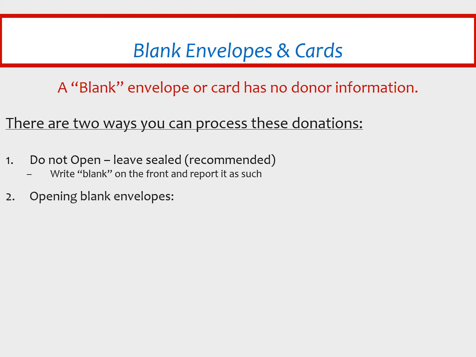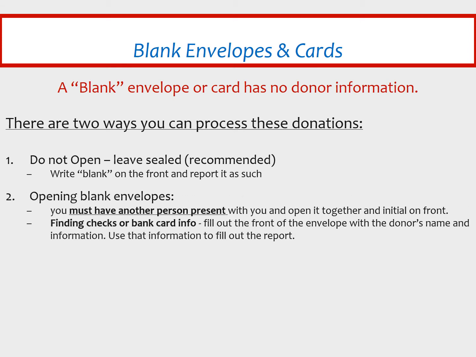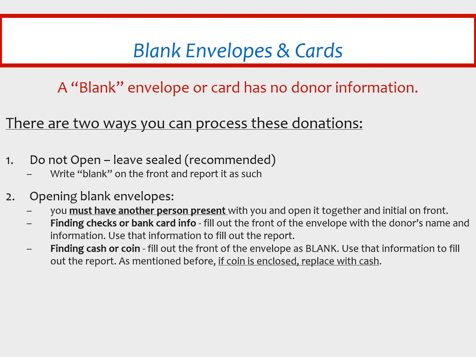The second way is opening blank envelopes. You must have another person present with you and open it together and put your initials on the front. Finding checks or bank card information, you can fill out the front of the envelope with the donor's name and information and use that information to fill out the report. Finding cash or coin, fill out the front of the envelope as blank. Use that information to fill out the report. As mentioned before, though, if coin is enclosed, replace it with cash.